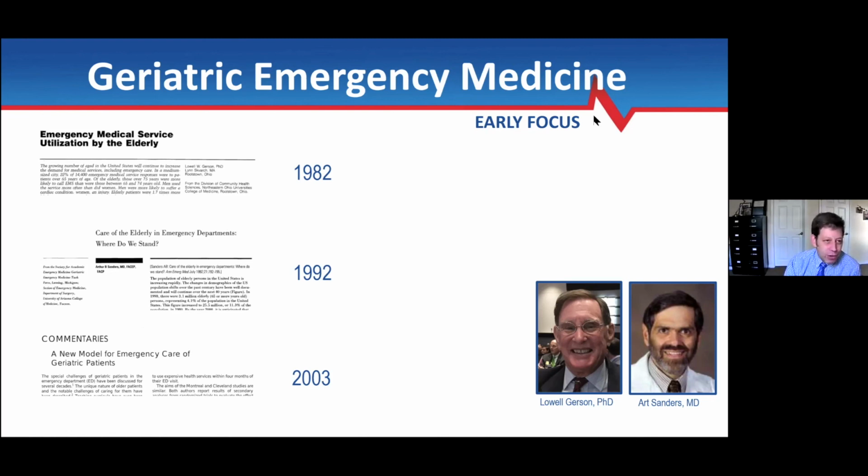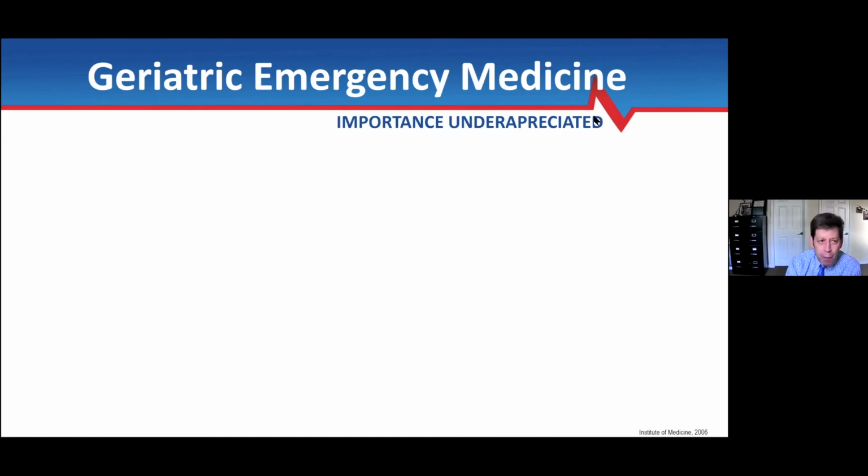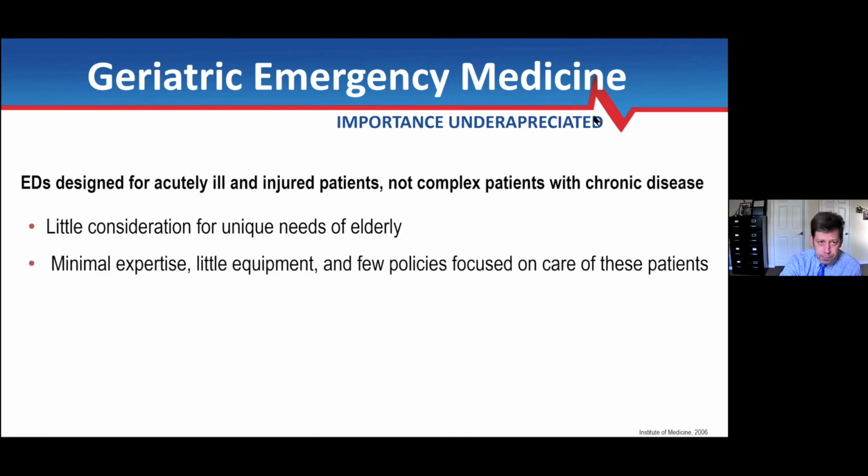Here are the pioneers, or the giants, the Mount Rushmore, if you like, of geriatric emergency medicine's early phase: Lowell Gerson, who has a PhD in Ohio, and Art Sanders, an emergency physician at the University of Arizona. They were at the very vanguard of recognizing these differences and the importance of focusing different approaches for emergency care for older adults. However, in general, the importance of geriatric emergency medicine was pretty underappreciated within our specialty and outside our specialty up until 10 to 15 years ago.